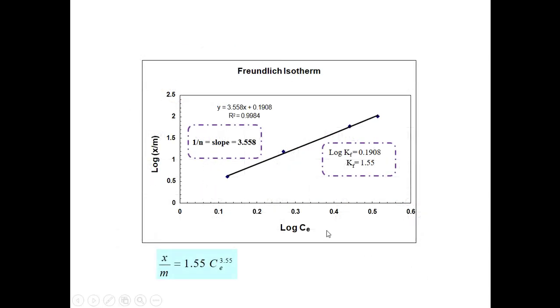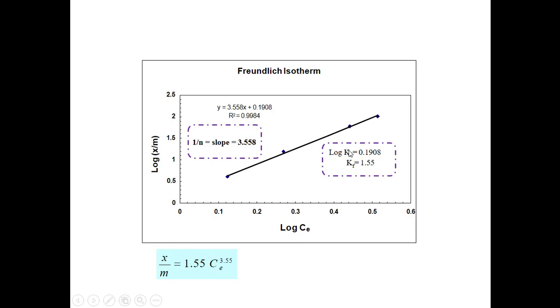Now we can plot a graph between CE and X over M, and we take the log of each axis to make it a log plot. At the end we have the trend line, and we can have the equation of the trend line with a very good R squared value. So 1/n is the slope, which is 3.558 here, and X/M will equal 1.55 times CE to the power 3.55. This is the Freundlich equation that we derive from this graph.